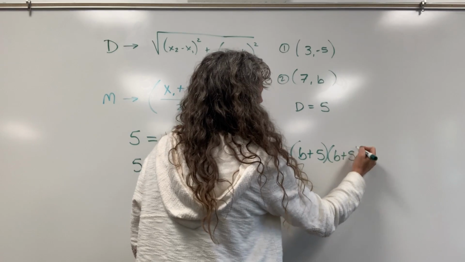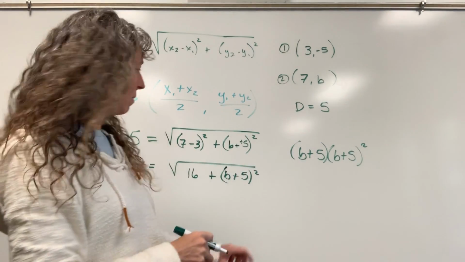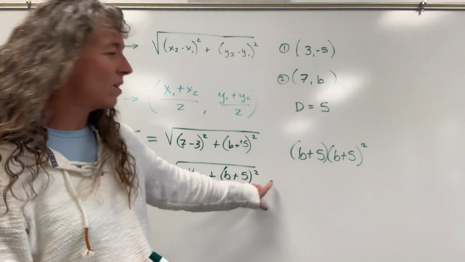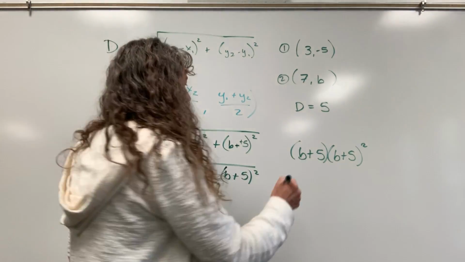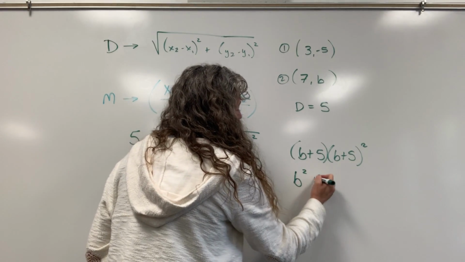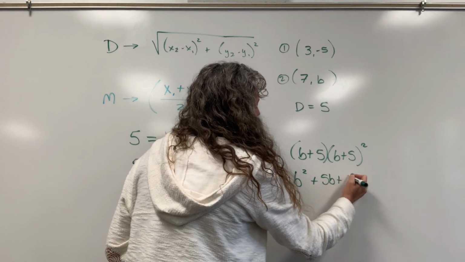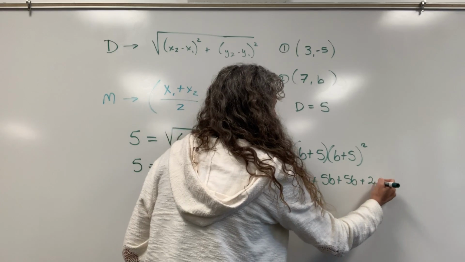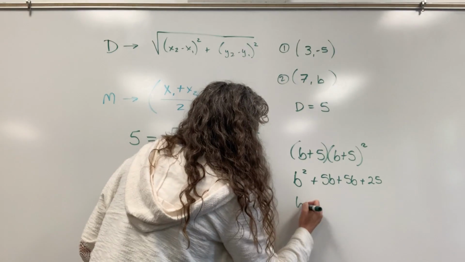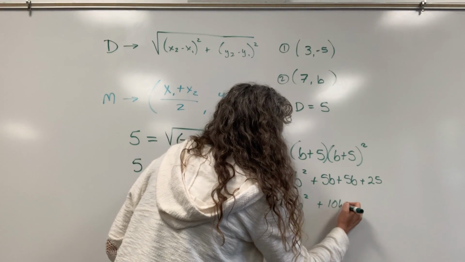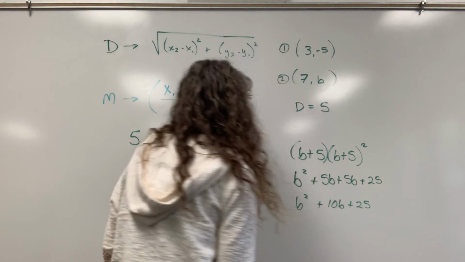They didn't write this out for you. But remember, when you have a parentheses that gets squared, it's really this, right? So we have to FOIL. So firsts, outsides, insides, last. We remember this from a few chapters ago. So b squared plus 10b plus 25 is what we have there.